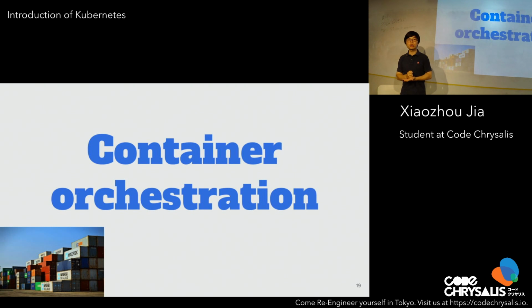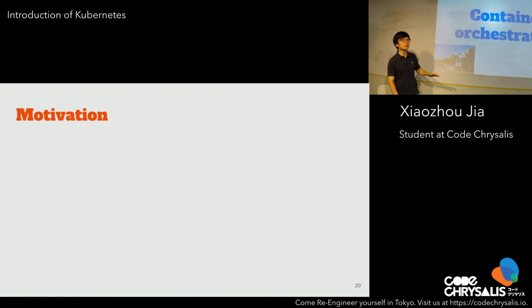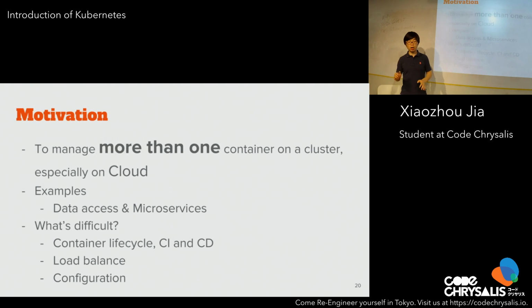Okay, then I will move on to container orchestration. What I have talked about is container, and it's how we build our application. And what I'm going to talk next is container orchestration, which means we have more than one container at the stage, and we need to consider them. So why do we even want to do this container orchestration thing?